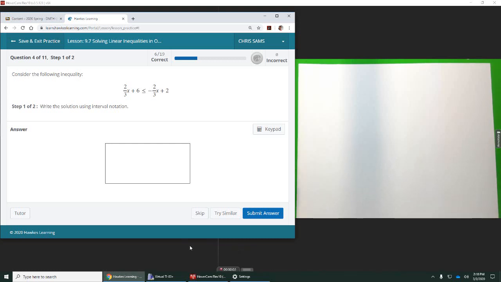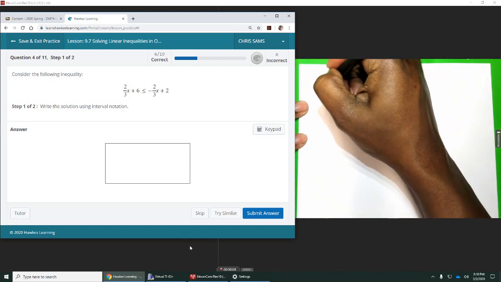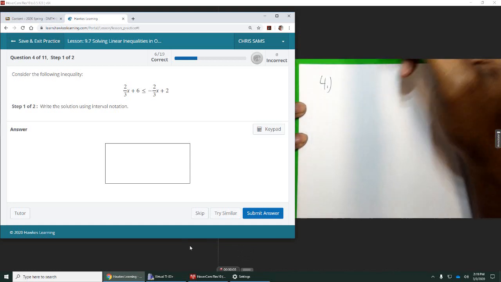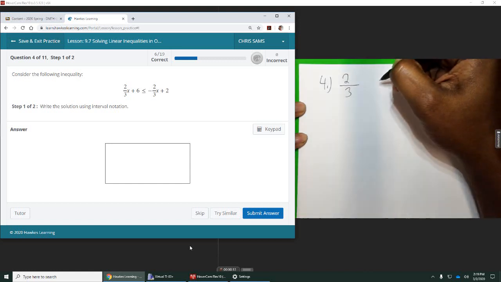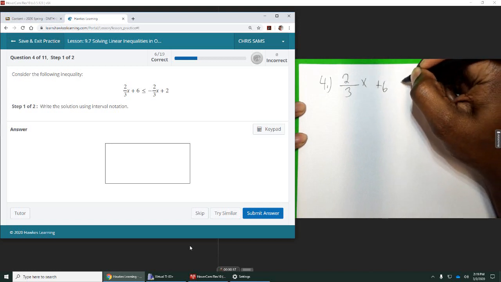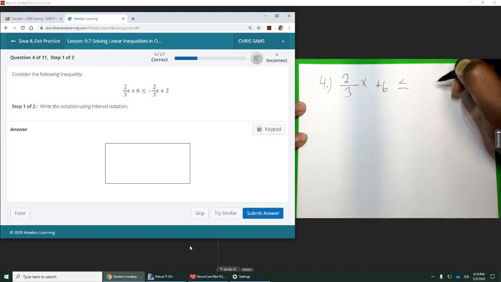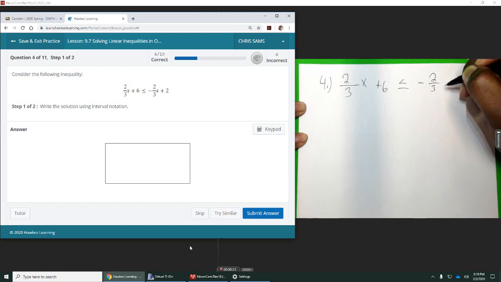All right, number four, we want to write this one using interval notation and graph it, just like the others. Okay, so we have rational expressions this time, fractions. 2/3 x plus 6 is less than or equal to negative 2/3 x plus 2.